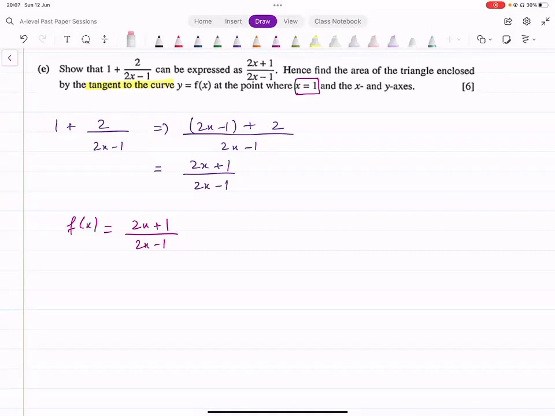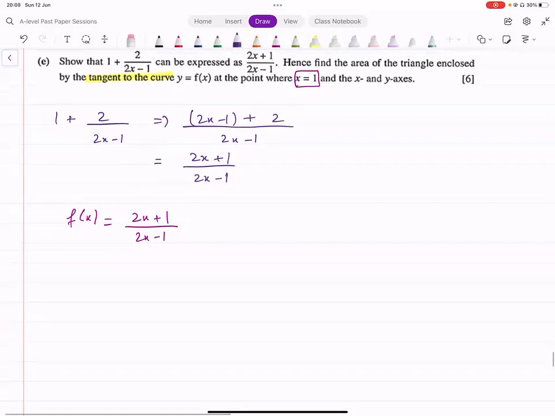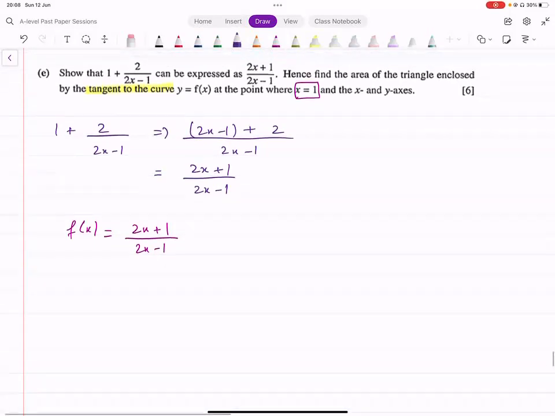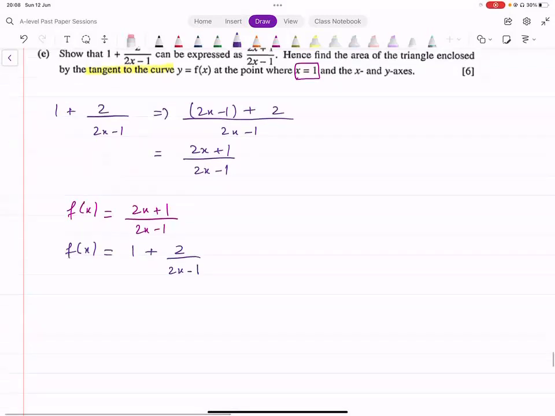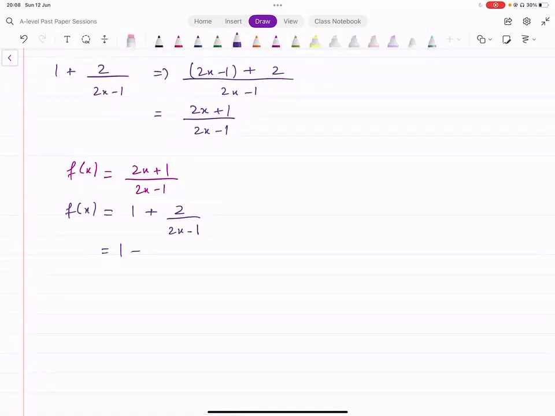So what we can do here is use the hint that they've given us in the first sentence: that 1 plus 2 over 2x minus 1 is the same thing as 2x plus 1 over 2x minus 1. So we can write this function as 1 plus 2 over 2x minus 1. And now this is something that we know how to differentiate. Why? Because we can write this as 1 plus 2 into (2x minus 1) whole raised to power minus 1, and you can simply use the power rule here to differentiate.